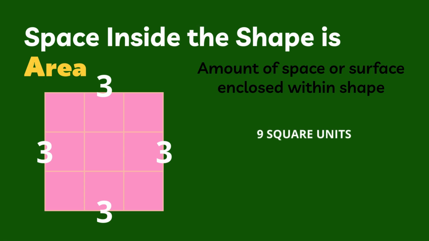How did we find the area? One way is to count the unit squares. Another way is to use a formula. For a square, the area formula is length times width. Easy, right?